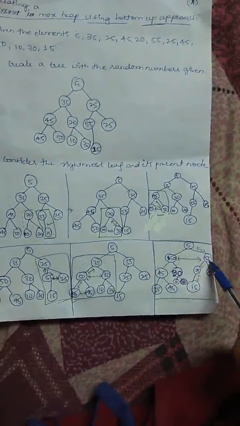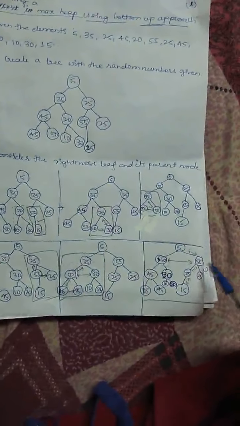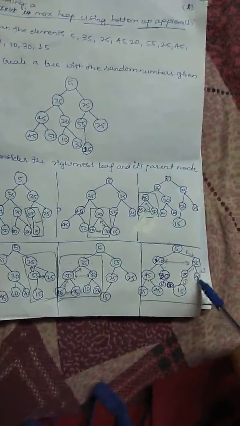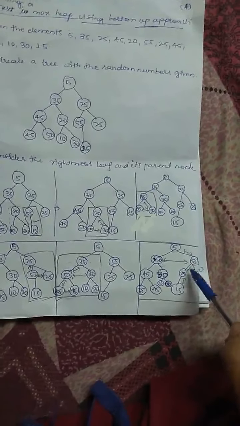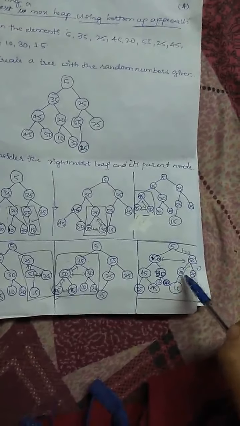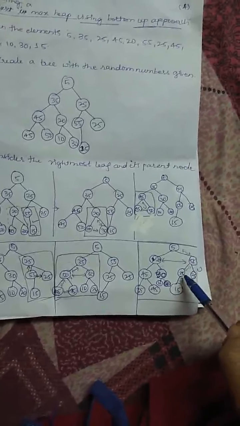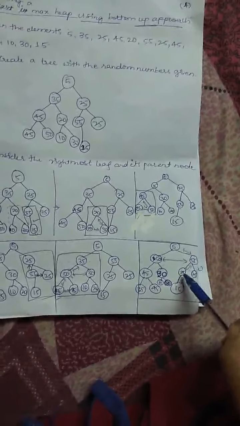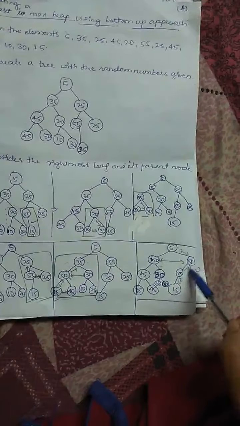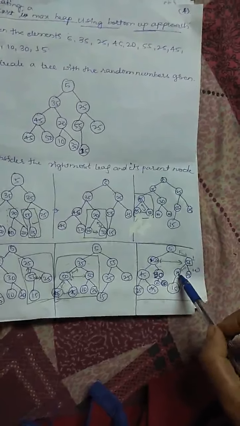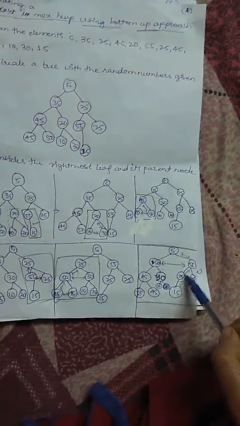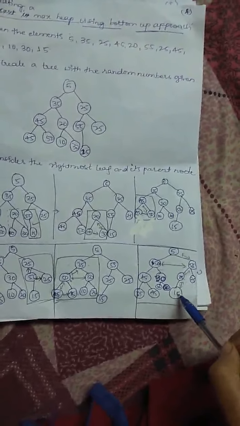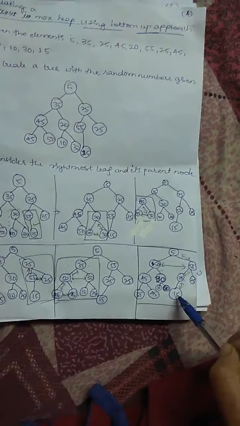So after exchanging this 5, compare it with the below children here. Here we are having 5 and 25. So which is greater? 25 is greater. So exchange this one again. So here 25 will come, here 5 will come. Then again next, if here is 5 and 15, which is greater? 15 is greater. 15 will go here and 5 will come here.